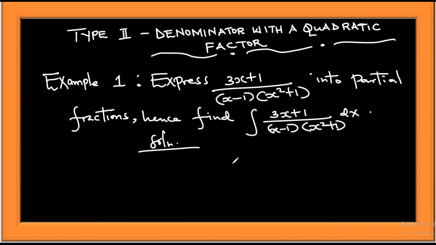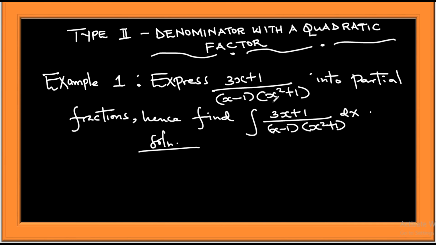And today we are now proceeding with type 2 of partial fractions. And that is a particular type with a denominator where we have a quadratic factor. Now you need to first differentiate between a quadratic factor and a linear factor. When you look at this question that I've started with as example 1, the very first factor here in the denominator, x minus 1, is a linear factor.